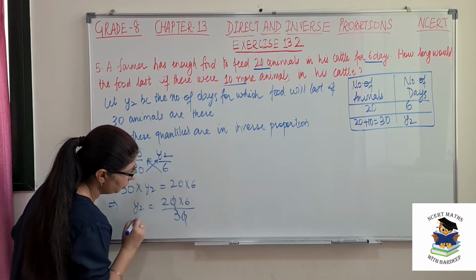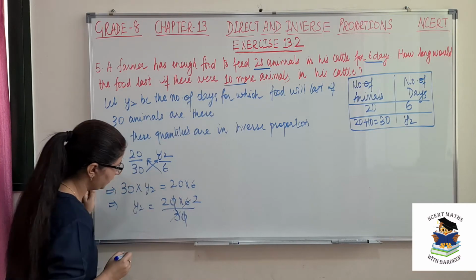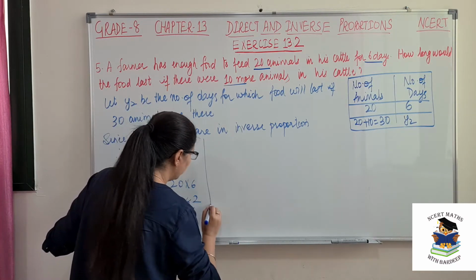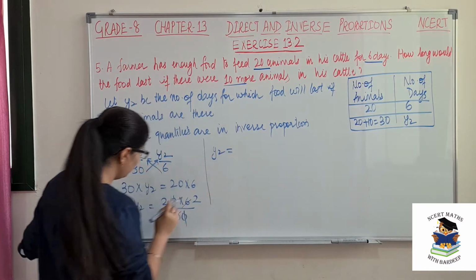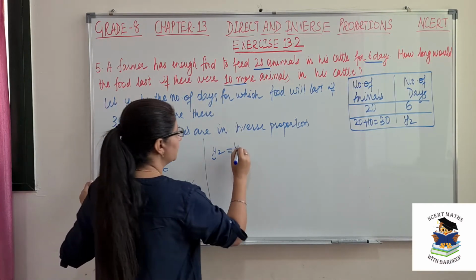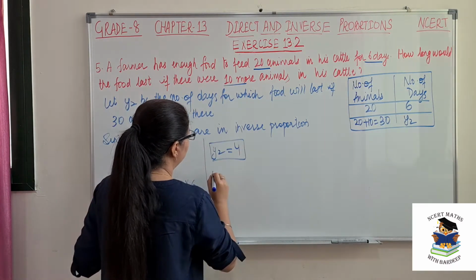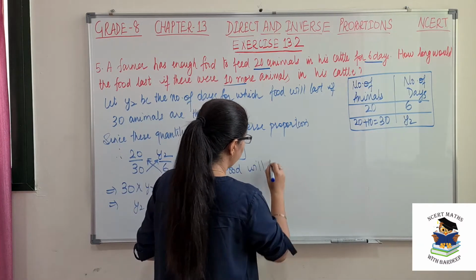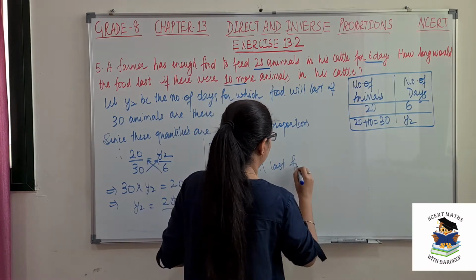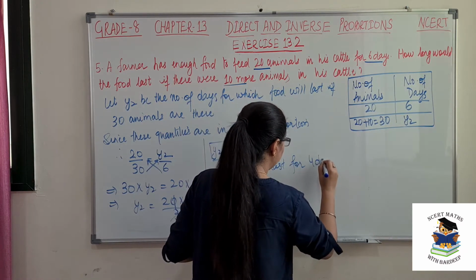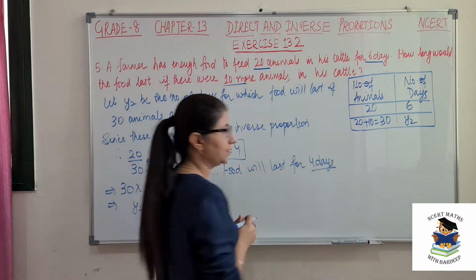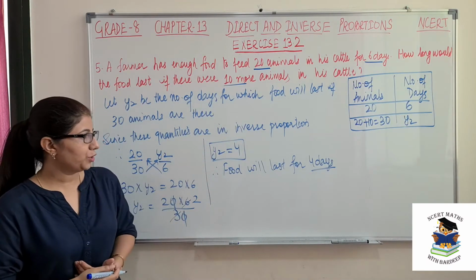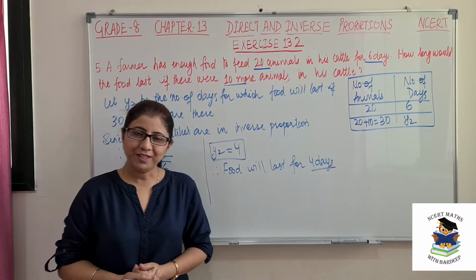Okay, so 0 0 will be cancelled, so 3 2s are 6. Then what is the value of y2? See, 2 into 2 is 4. Therefore food will last for 4 days. Okay, so I hope this question is clear. Now let's move on to the next question.